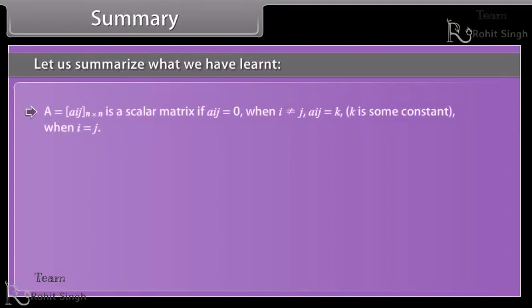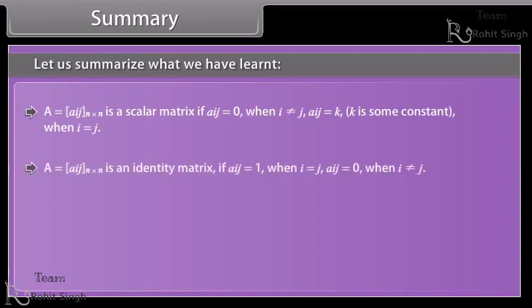A is equal to Aij n by n is a scalar matrix if Aij is equal to 0 when i is not equal to j, Aij is equal to k, where k is some constant, when i is equal to j. A is equal to Aij n by n is an identity matrix if Aij is equal to 1 when i is equal to j, Aij is equal to 0 when i is not equal to j. A zero matrix has all its elements as 0.